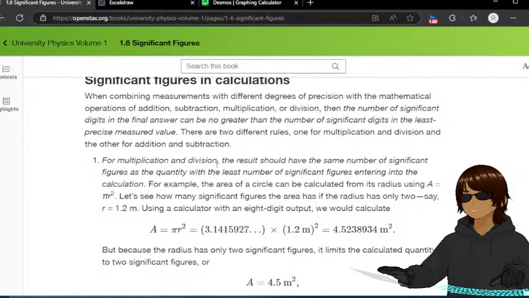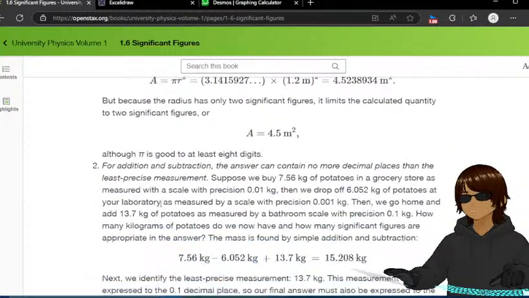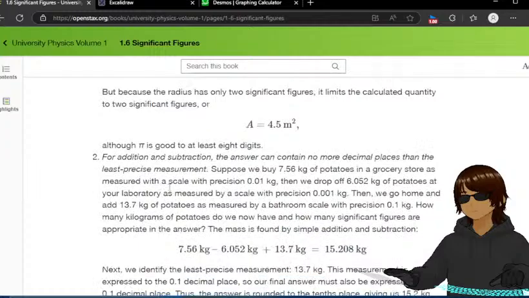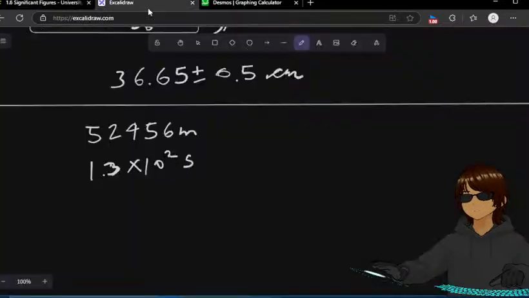For multiplication and division, the result should have the same number of significant figures as the quantity with the least number of significant figures entering into the calculation. Okay, I think I understand.